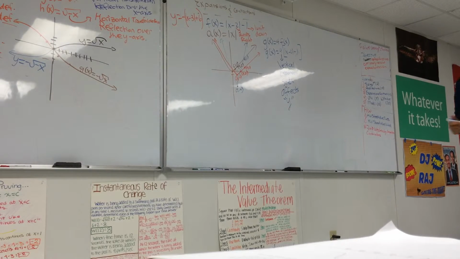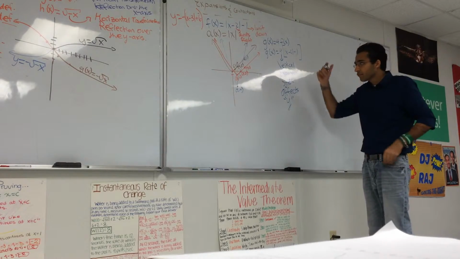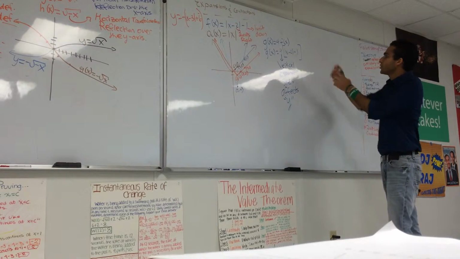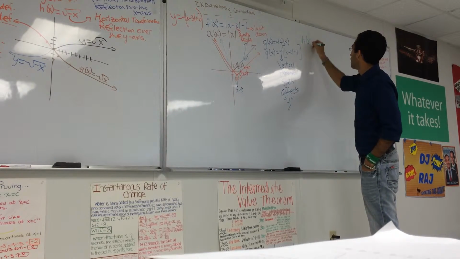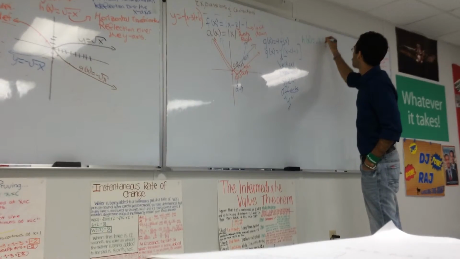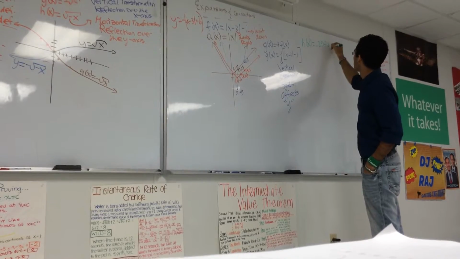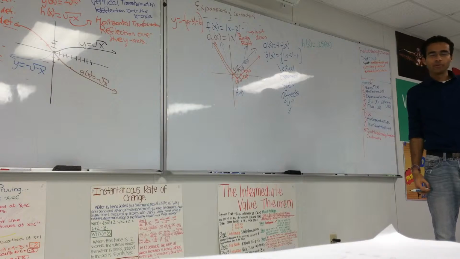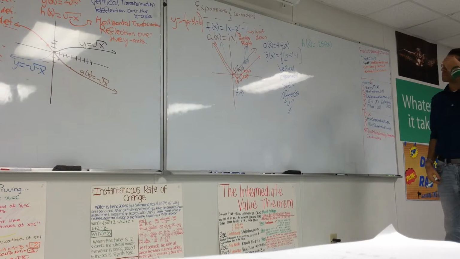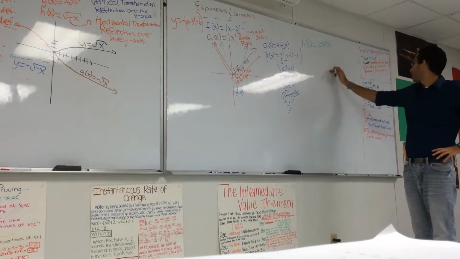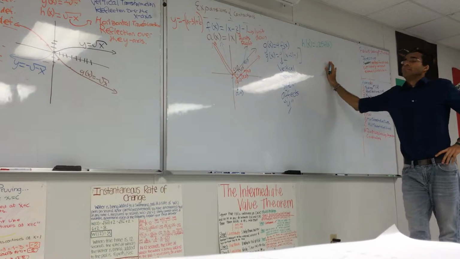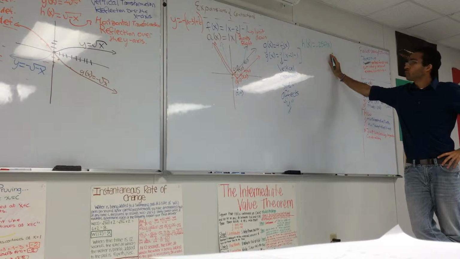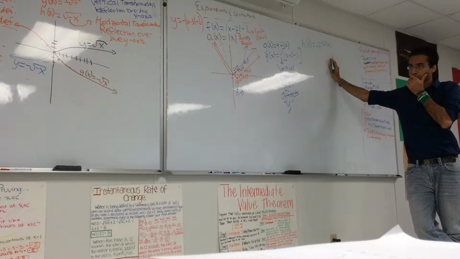Done. Now, let me add another example. We had h of x equals 0.25 f of x. Okay, let's just keep it going, because we need to spend some more time on this. H of x equals 0.25 times f of x.